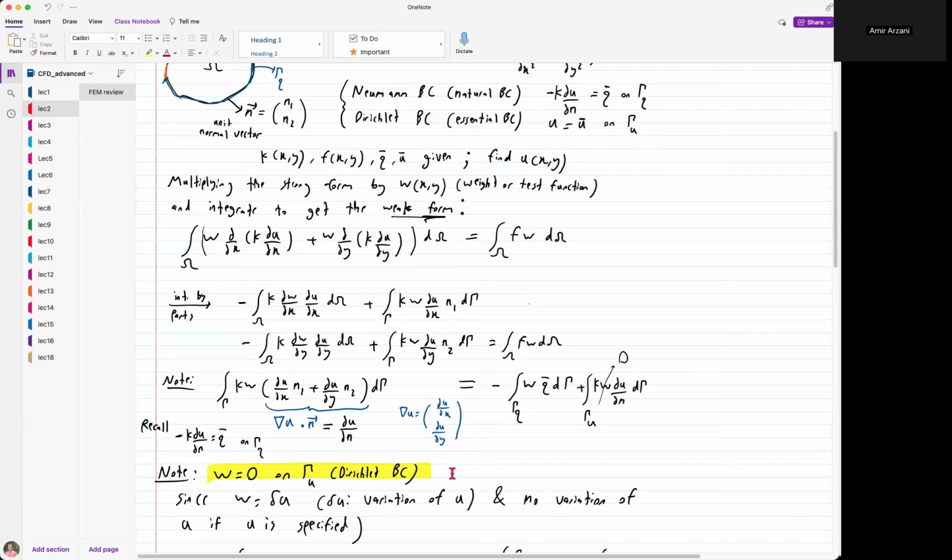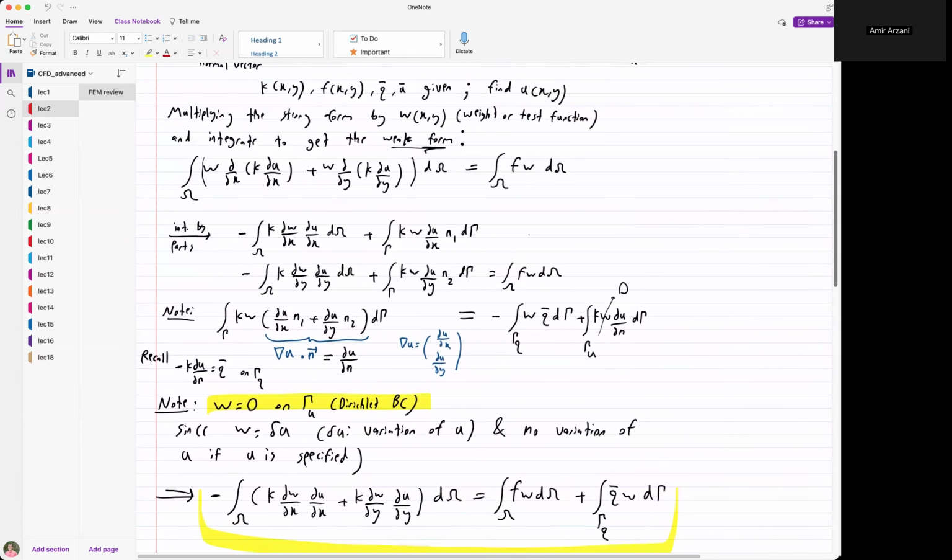You can also think about w as virtual displacements. If you remember from your dynamics courses, you can think of it as virtual displacement. And on a portion of the boundary where you have a fixed displacement, you do not have the virtual displacement anymore. So this is why we have this highlighted important condition.